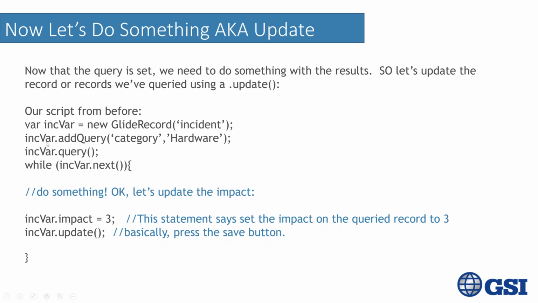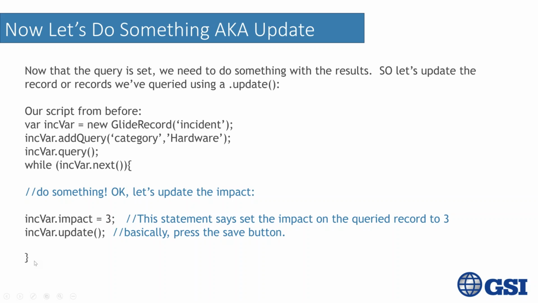Right, so open the incident table, search for category hardware, run the search, for every record in that search, set the impact to 3, and update it. Done.